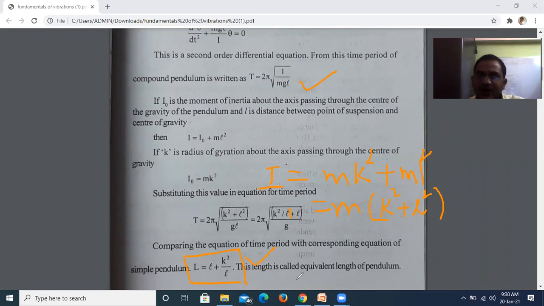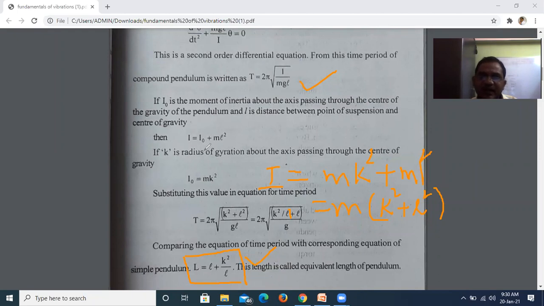So what I am saying, the simple pendulum formula is T equal to 2 pi root of capital L by G. Here in place of capital L, what came is k square by L plus small l. Therefore capital L equal to small l plus k square by L is called the equivalent length of the pendulum. Here small l is the distance from the point of suspension to the center of gravity in the figure. What is the equivalent length of the compound pendulum? It is small l plus k square by L. Okay, sir. So T equals 2 pi root of I by mgl.